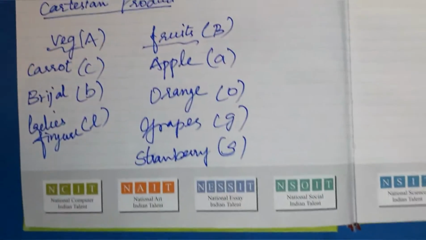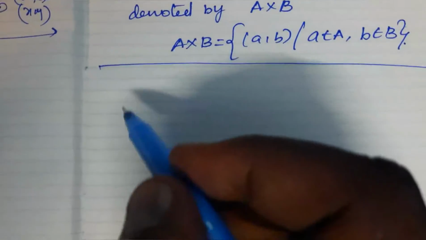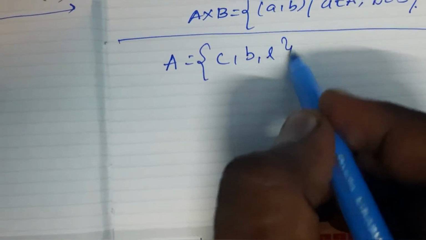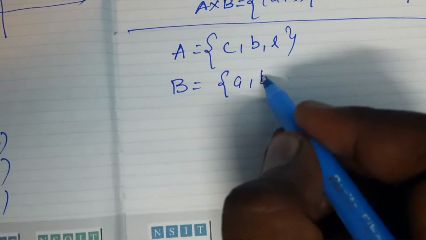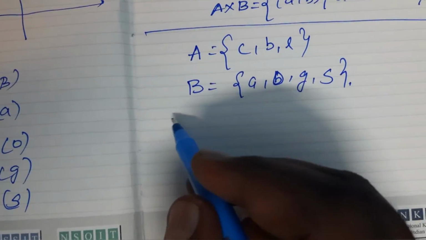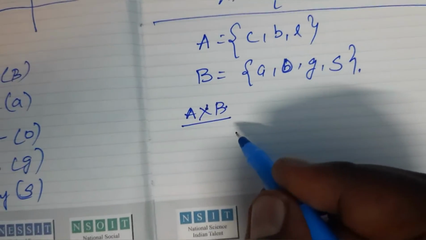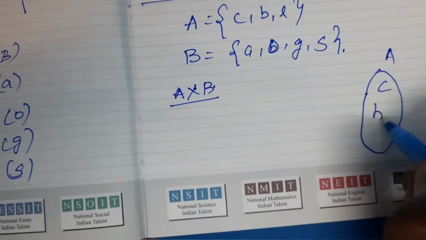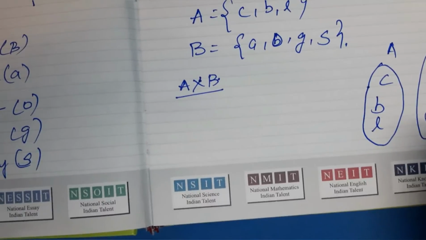There are two sets, no? Set A has the elements C, B and L. Set B contains the elements A, O, G, S. What is the Cartesian product of these two sets? That is A cross B. Consider set A as C, B, L, and set B as A, O, G, S.